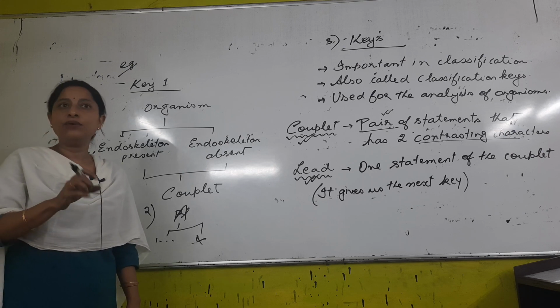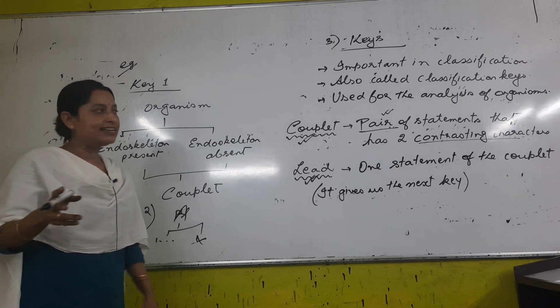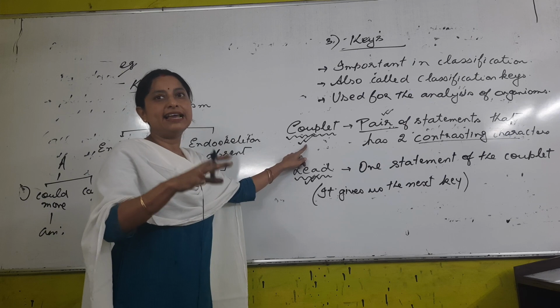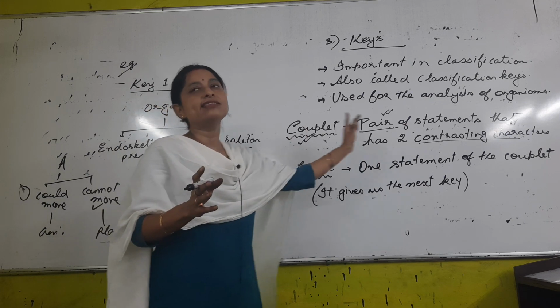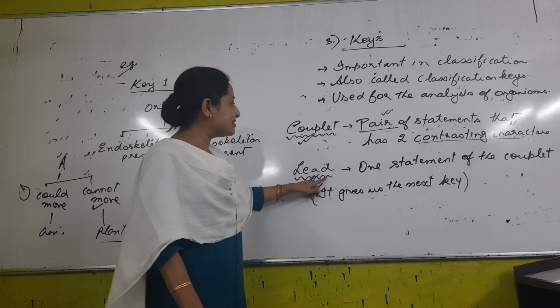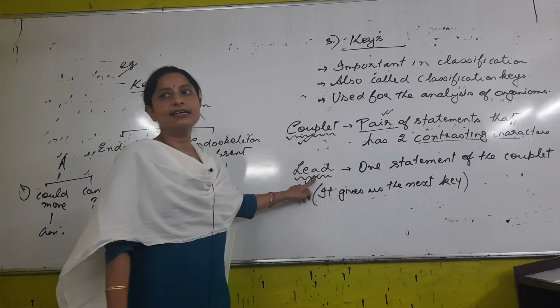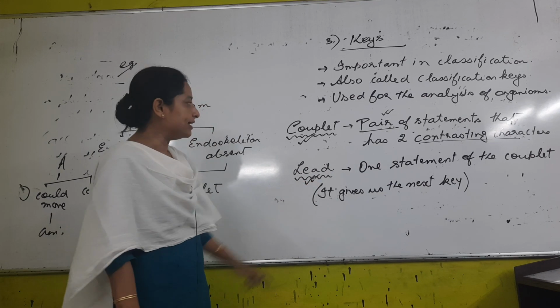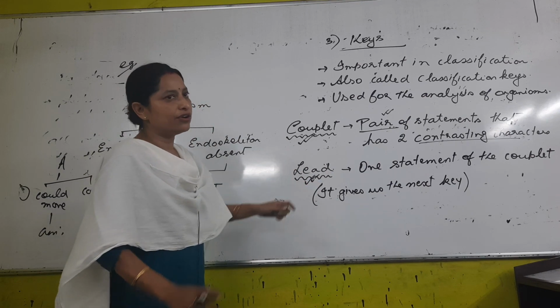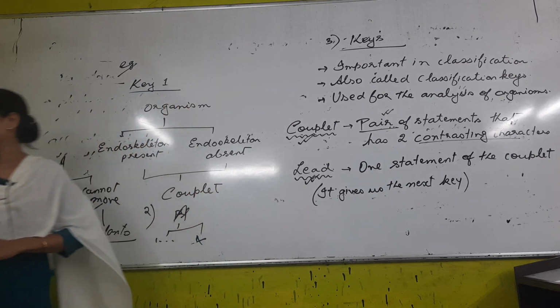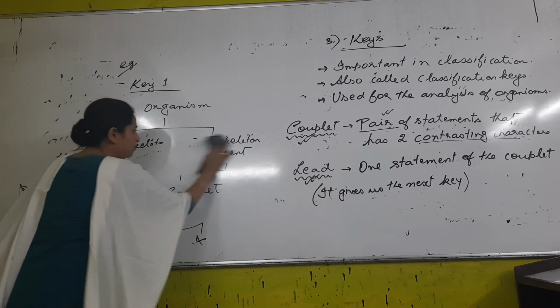Once you are done with key 1, you go to key 2. Again, key 2 will have a pair of statements, you select one, you reject one, and this is how the study goes on, right. And one statement of a couplet is called a key lead. Is the point clear? So, for entrance, questions on these two words come more often. We still need to learn a little more.